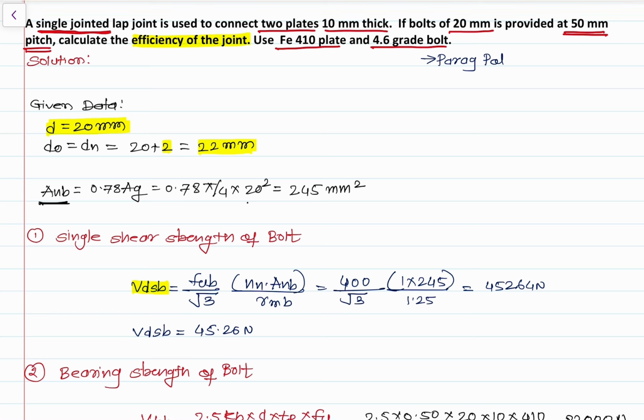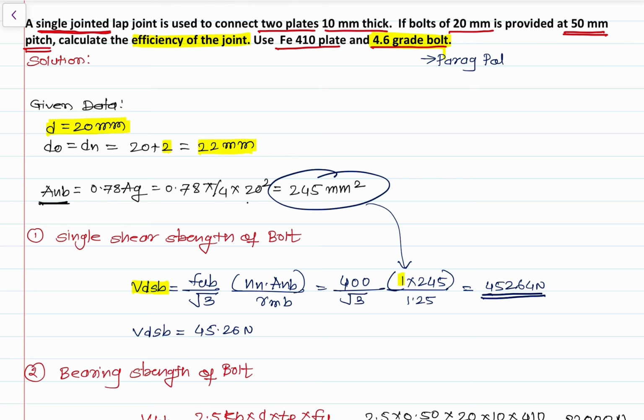Now you might be thinking, sir, how does 400 come in? Because we are using grade 4.6, so 400 comes into the picture as fub. If you do not understand this, just go and watch my lecture number 1. You will understand how I have calculated this one, right? Now divided by root 3, 1, this is already there. Anb, we already calculated this area of 245, we placed here, upon 1.25, equals 45,264 newtons. So our Vdsb is calculated.